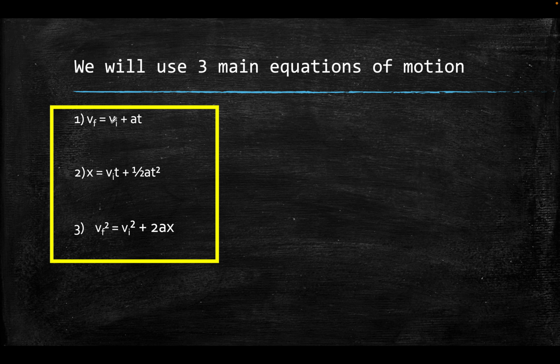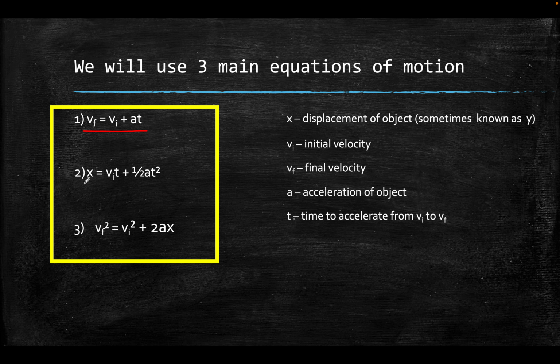The first one, like I said, is a equals Vf minus Vi over t. We've rearranged it to write it like this: Vf equals Vi plus at. The second one is x equals Vi t plus a half a t squared. Just to remind you, x is the displacement. Sometimes it's y. If it's going up and down, we can say y. But if it's horizontally, we will say x because it's the x-axis. Initial speed, final speed, acceleration, and t is the time.